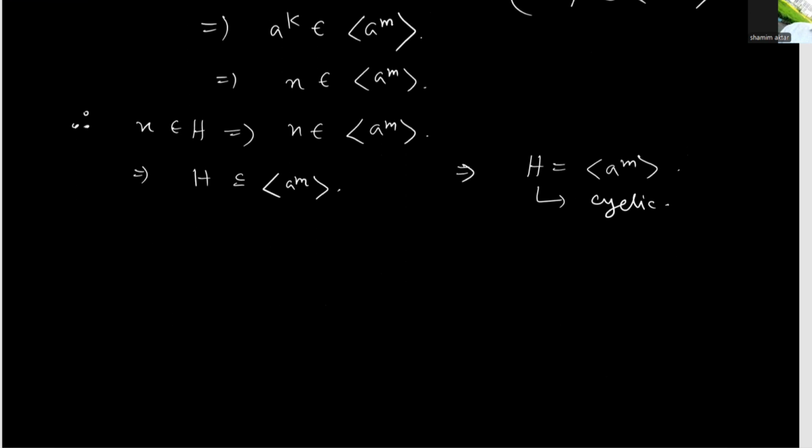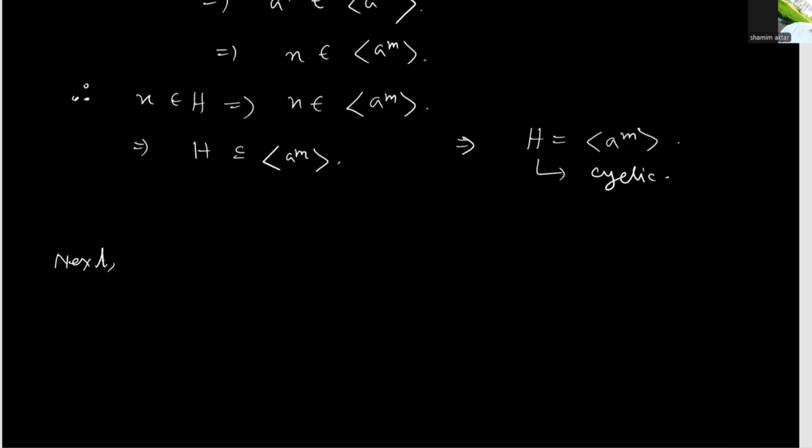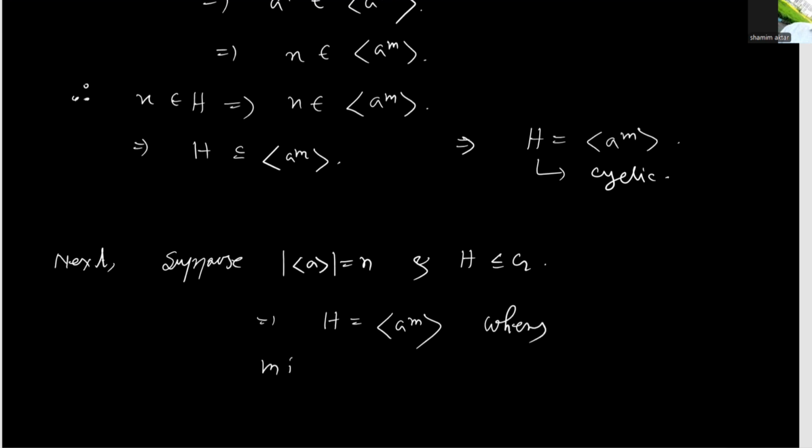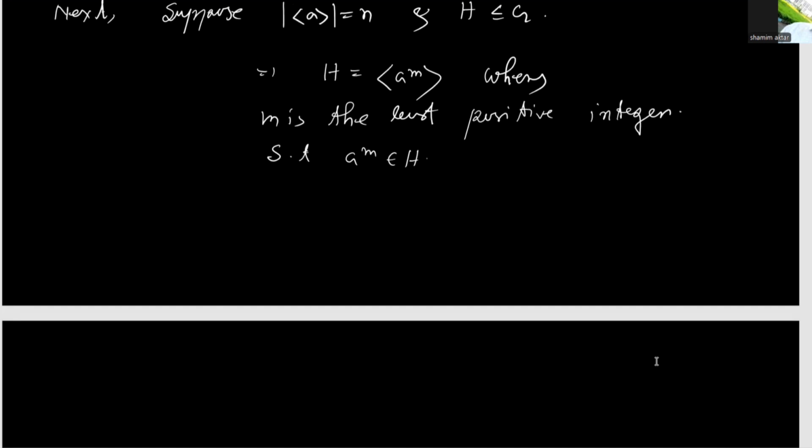Now next, suppose the order of the generator of A equals n and H is a subgroup of G. We already saw that H equals the generator of A to the power m, where m is the least positive integer such that A to the power m belongs to H. H is a subgroup of G, and the identity element of a group is unique, so E also belongs to H.